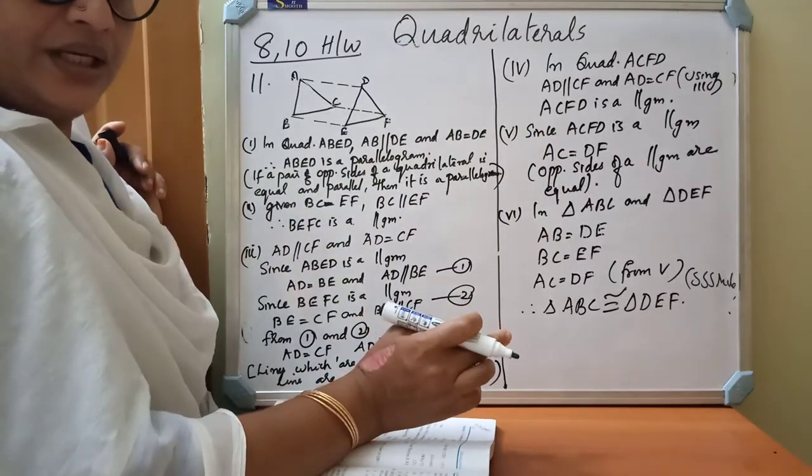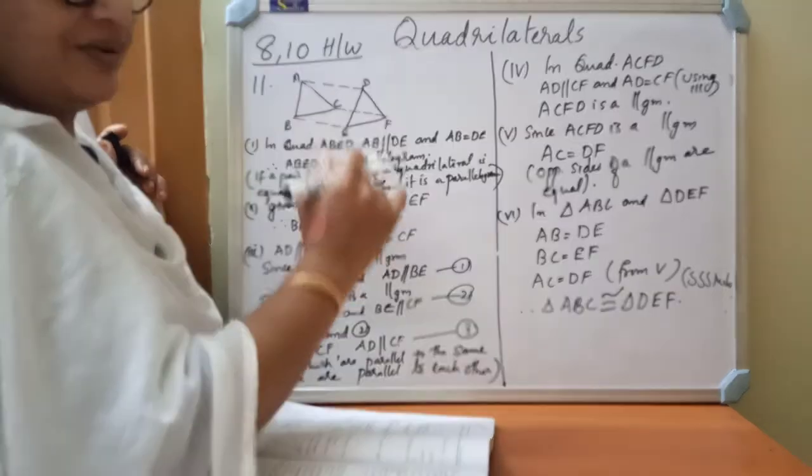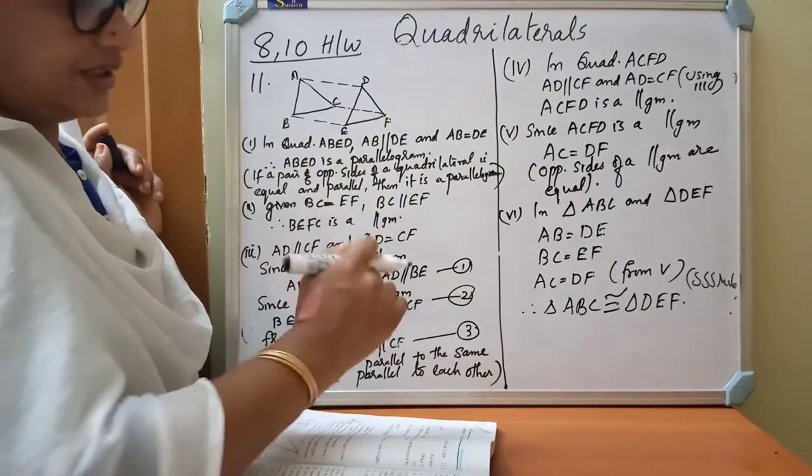Okay, understood clearly? So in one sum, if you know what to prove, we are applying the same concept, quadrilateral property alone, and reaching the result.